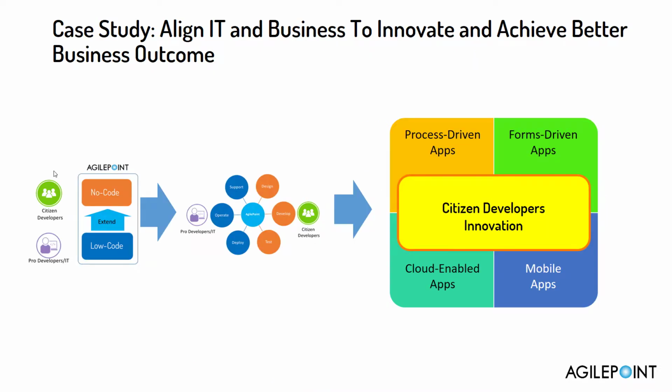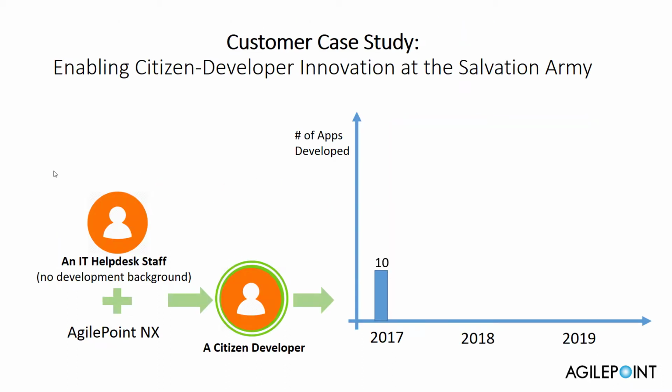Now, the next use case that I wanted to spend some time around today is around enabling citizen developers. A great example of that comes from the Salvation Army. With one single application developer using AgilePoint who had no previous development experience to speak of was able to develop 10 applications in 2017, double that to 20 in 2018, and again double that to 40 in 2019. Really a compelling story, right? Generally, you see this sort of volume out of a team of developers, not a single citizen developer who had no development experience prior to undertaking AgilePoint.